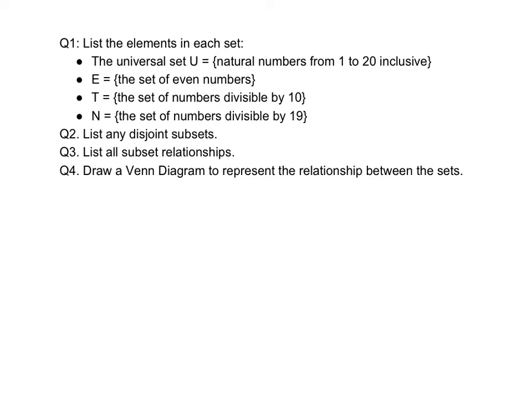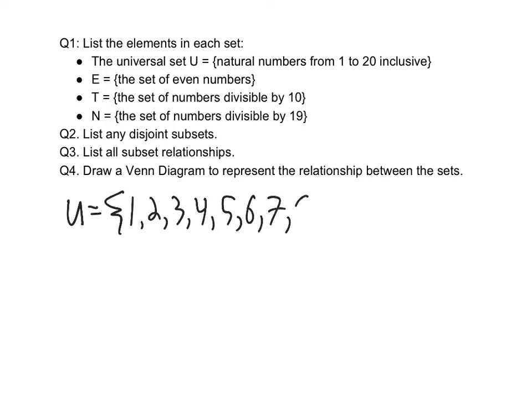Here's a practice problem, which involves looking at a number of different relationships and terminology that involve sets. So, question 1, list the elements in each set. Let's start with the universal set, which for this example is the natural numbers from 1 to 20 inclusive. So we're going to list each element in that set. So 1, 2, 3, 4, 5, and so forth, all the way up to the number 20.